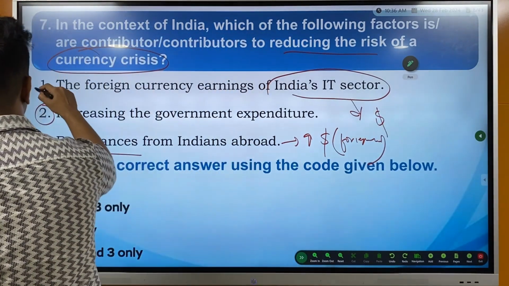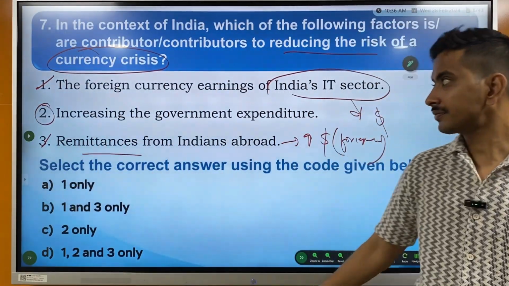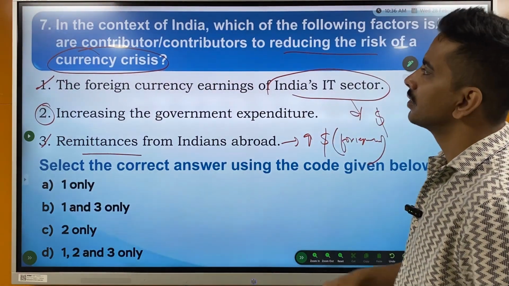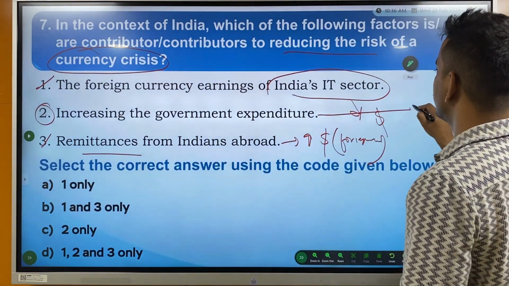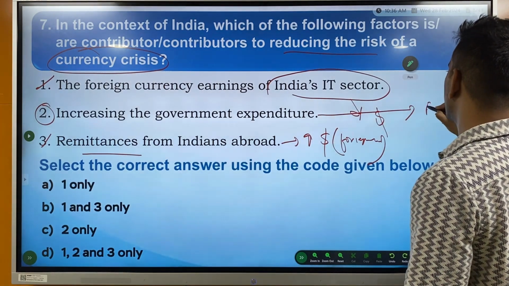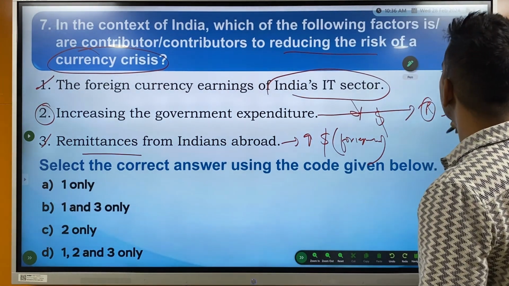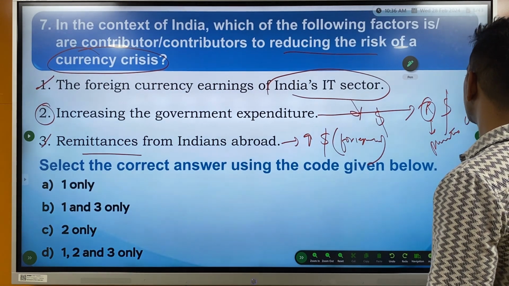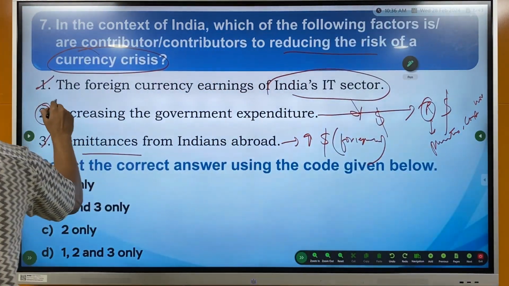So we know that the first and third statements are right. Let's check the second statement again: increasing the government expenditure. The question was reducing the risk of currency crisis. If the government spends more, that means more rupees will go into the market. There are chances that the government might end up printing that money also, which will cost more. So the second statement is wrong.